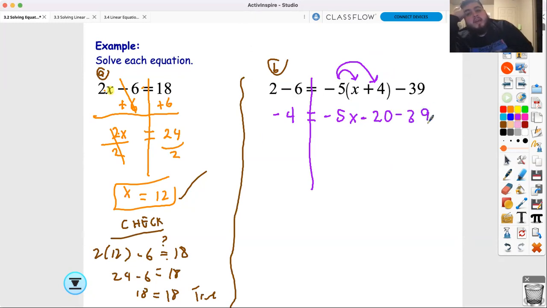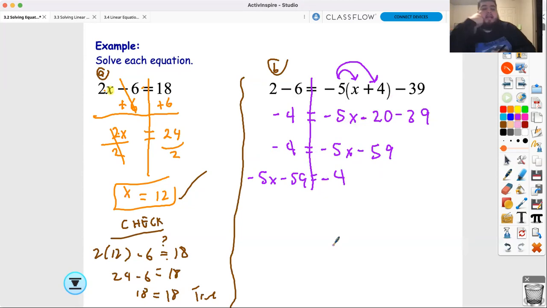Bring down -39. Now, before we can start moving things around like we did in the orange, we have to simplify the right side. Do we have any like terms? We do. We have -20 minus 39. If you owe the bank 20 and you spend 39, you're going to owe them a total of $59. Now, if you don't like having the x on the right side, which it doesn't matter where it's at, it really does not matter, so we're going to go ahead and move it here. So we have -5x minus 59 equals -4. Now we have to ask ourselves, how do we get x alone?